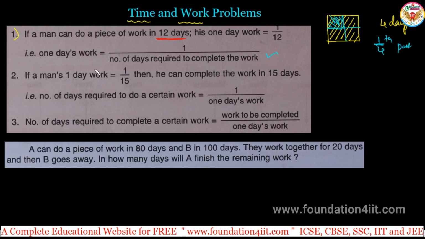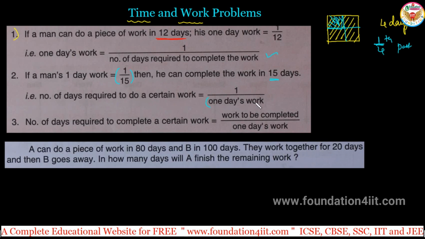Next, the same way, the opposite we will take. If a man's 1 day work is 1 by 15, then he can complete the work in 15 days. The reciprocal of this, 1 by 15, is 1 day's capacity, so he can complete it in 15 days, 15 by 1. That means the number of days required to do a certain work is 1 divided by 1 day's work. Right? This one we will get.